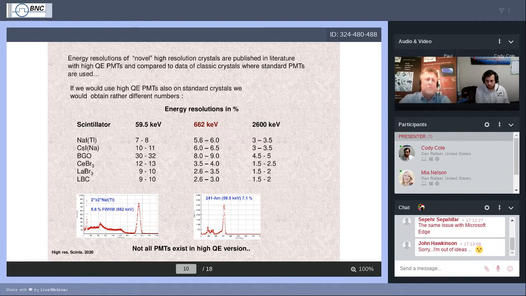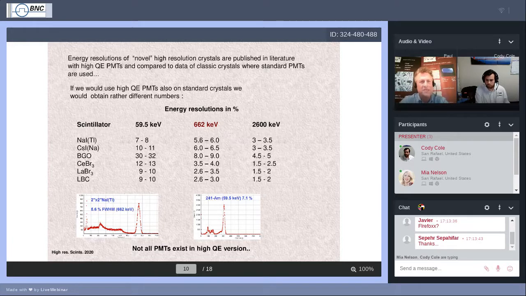An interesting thing also I'd like to mention is that the energy resolution of novel high-resolution crystals as published in the literature is always reported with high quantum efficiency photomultipliers, and is then compared to data of classic crystals where standard photomultiplier tubes are used. It is not a real fair comparison. We compare different instruments. We have a new instrument with a novel sensor, a novel photomultiplier, and a classic sensor. But if we would use high quantum efficiency photomultipliers also on standard crystals, we would obtain rather different numbers.